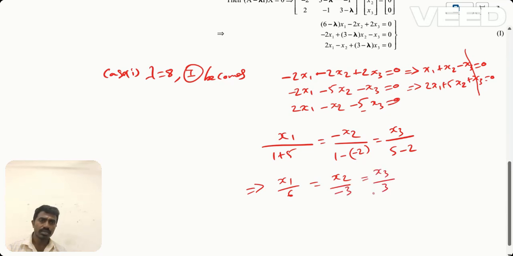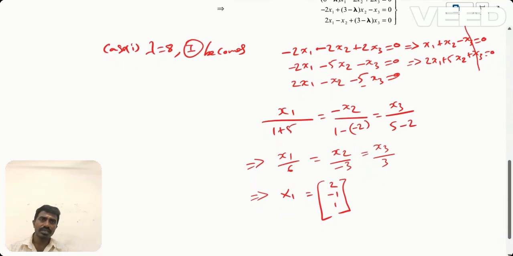So if you multiply by 3, then what may you get? Capital X1 equal to 2, minus 1, 1. So this is one of the eigenvectors.